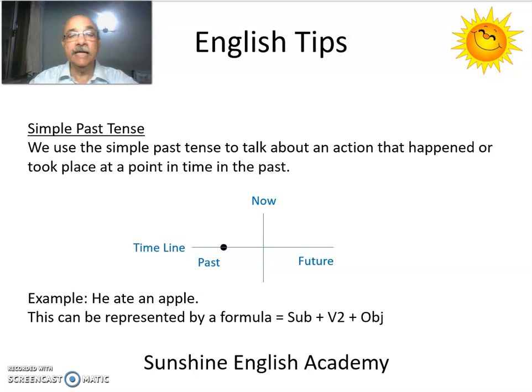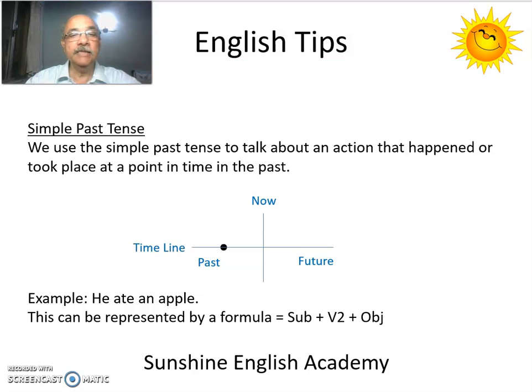Now in this diagram, we can see a point which is on the timeline to the left of the vertical line. That point represents an action at a point in time in the past. That is, the point represents the simple past tense.